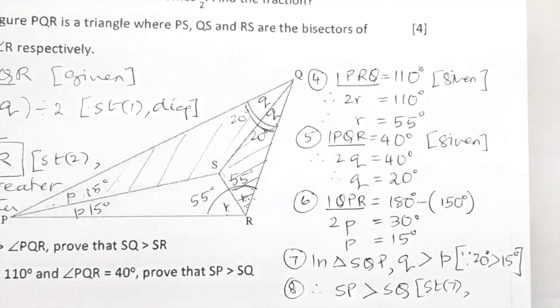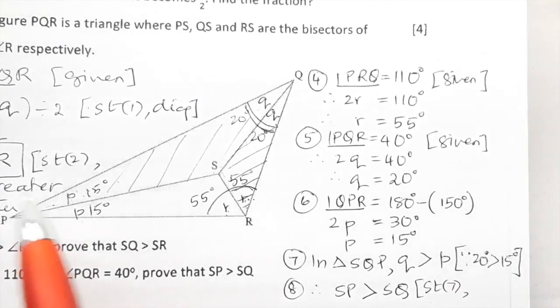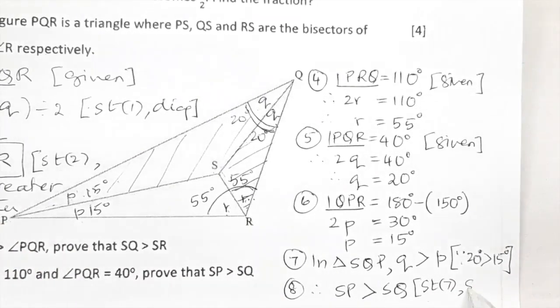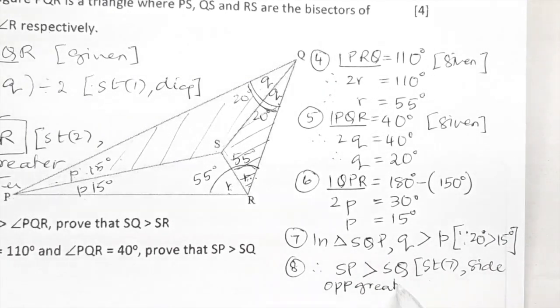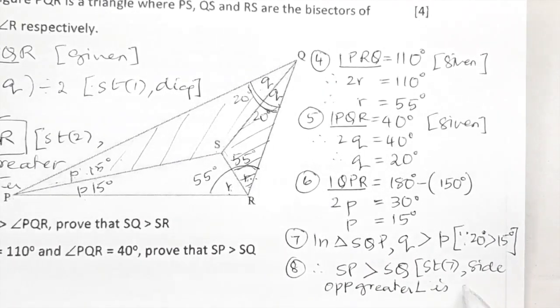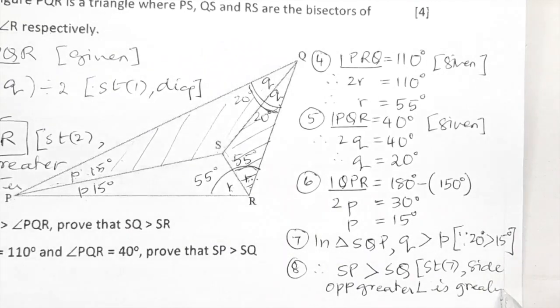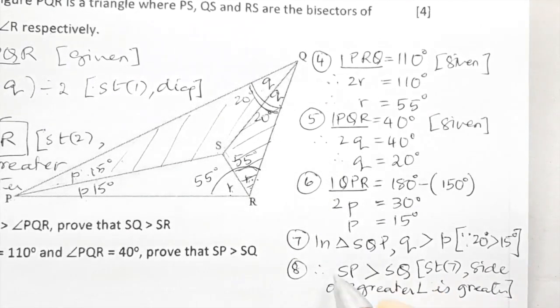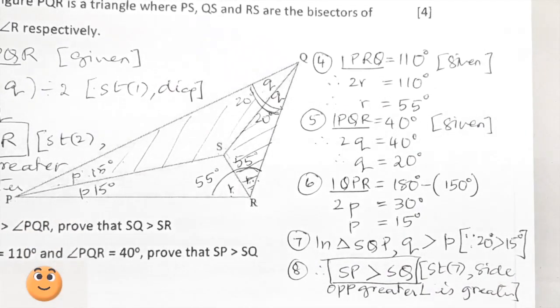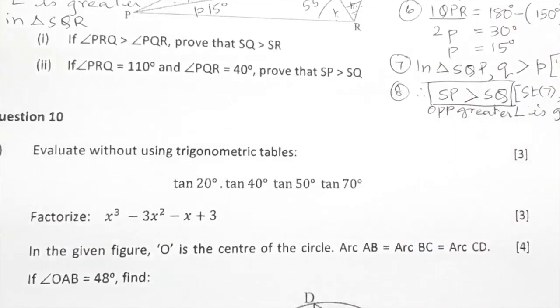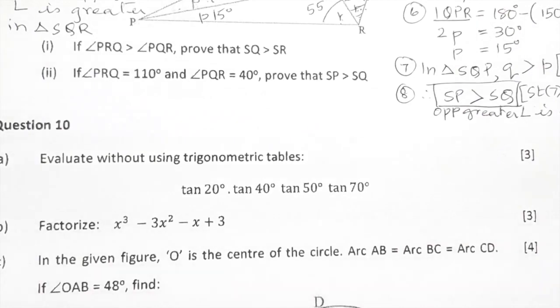And again, we will repeat the statement that we have written out here. That is side opposite greater angle is greater. Okay, so that gives us a second part which is proved. That finishes our 9C. Let us come to question 10.